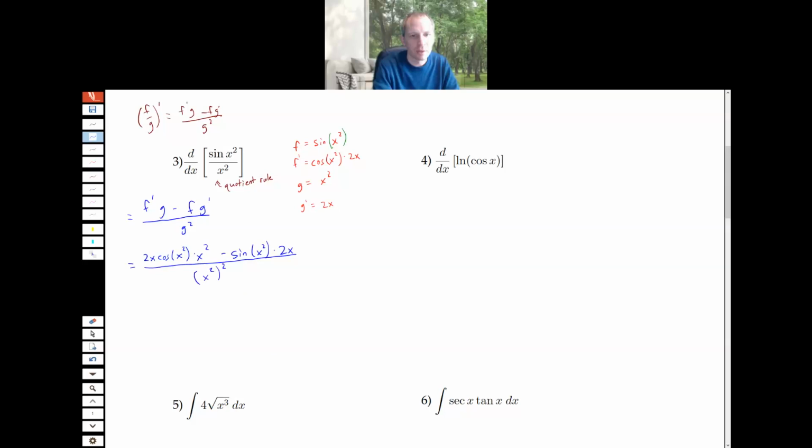Okay, and I'm going to take a step to clean this up a little bit. x times x squared will give me x cubed. So we have 2x cubed times cosine of x squared minus 2x times the sine of x squared, all over x to the fourth. And we could simplify further. You can factor, there's a 2x common in the numerator that you could factor out. In particular, if you factor out an x, you could cancel it with one in the denominator.